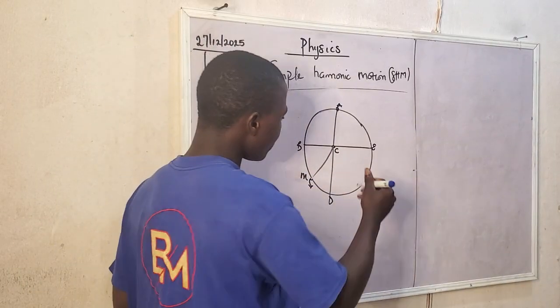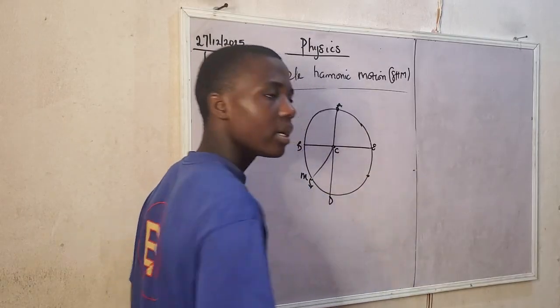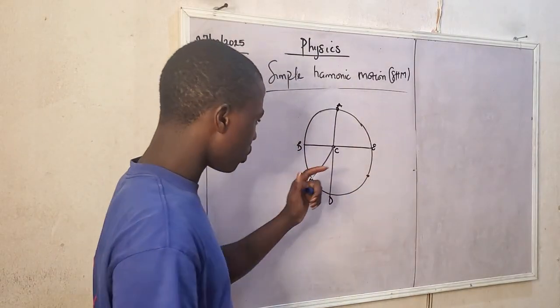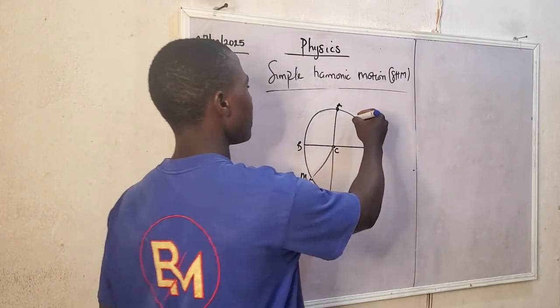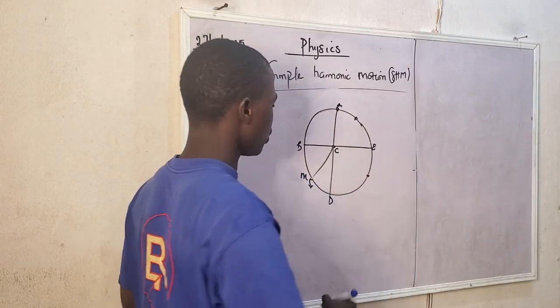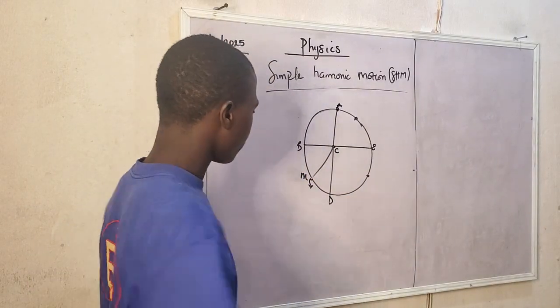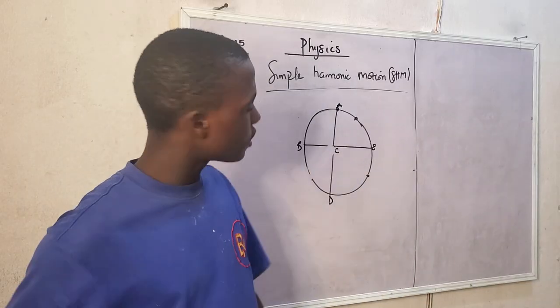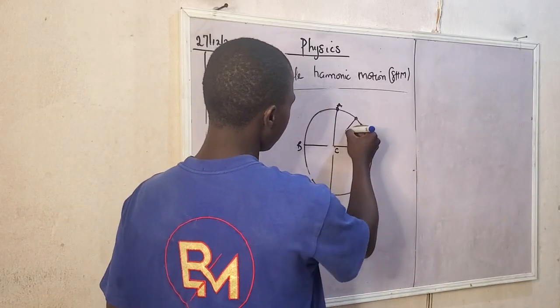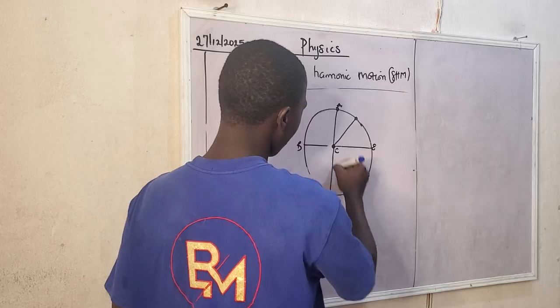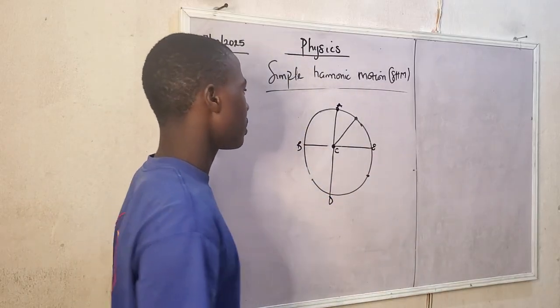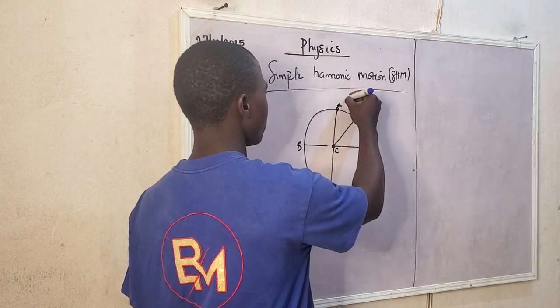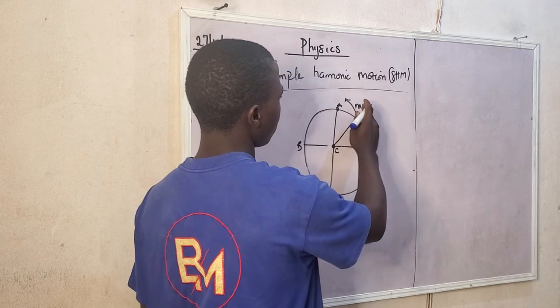At any point in motion, the object's acceleration is always directed towards a fixed point, which is the center of the motion. So let's say this is the object now. Its acceleration is always directed towards the fixed point, the center of the motion. So we call the object N.